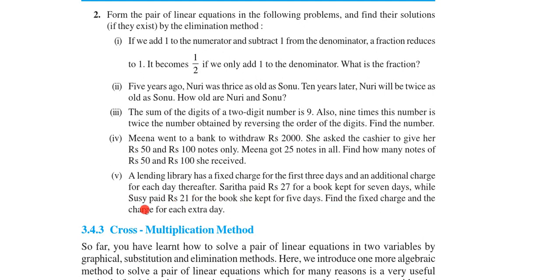So obviously there are two types of charge. One is the fixed charge which includes 3 days' fee. Means that if you take a book and you keep it for 1 day or 2 days or 3 days, you have to give that fixed charge. But thereafter, fourth day onwards, you have to pay per day. Some rate is there, so accordingly the calculation will be done. So 27 rupees for 7 days, 21 rupees for 5 days. So what is the fixed charge and the charge per day? Let's start the question.